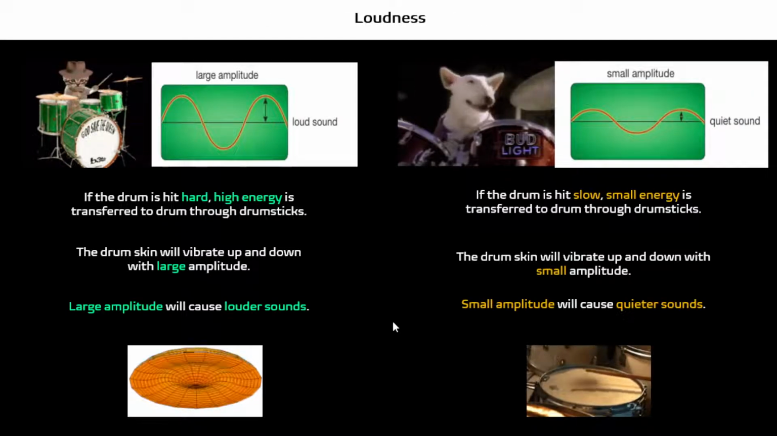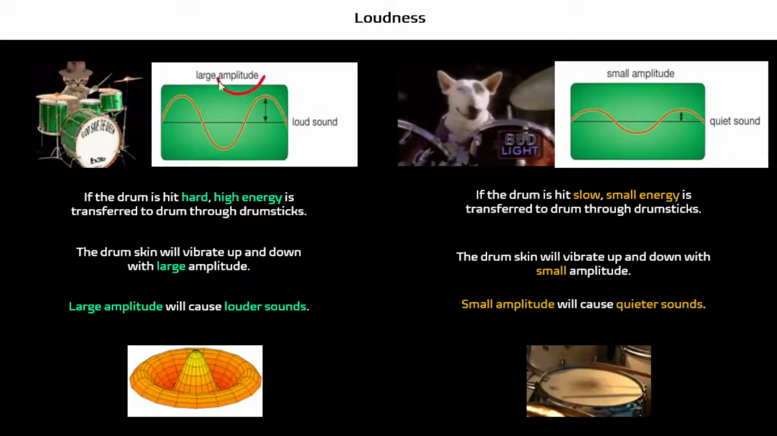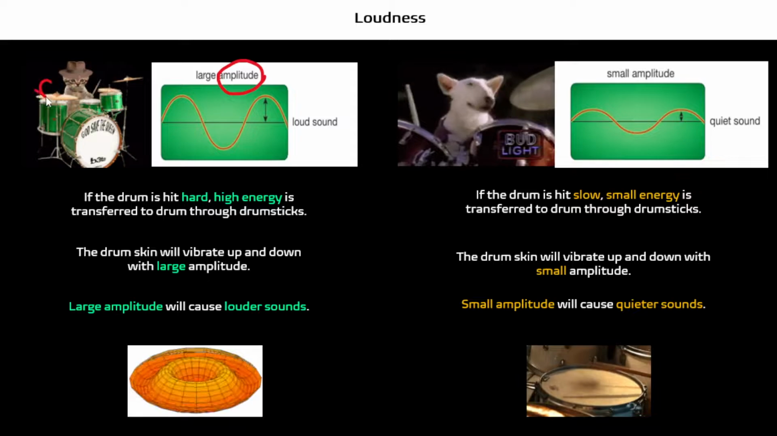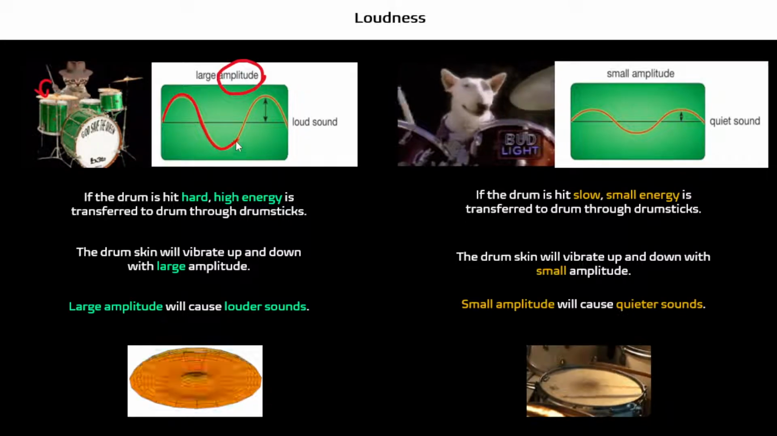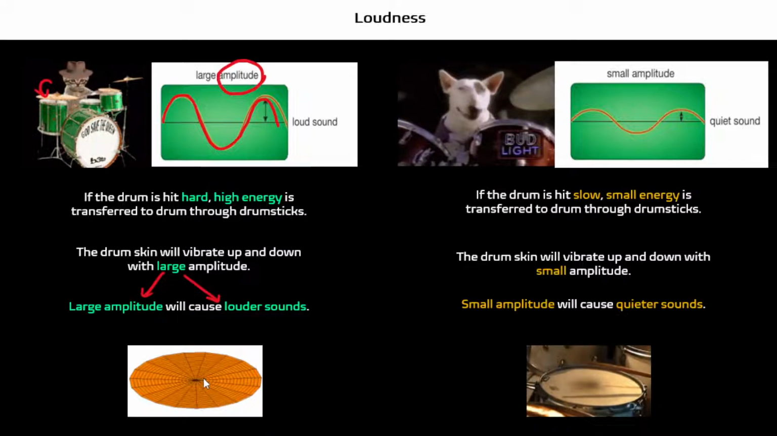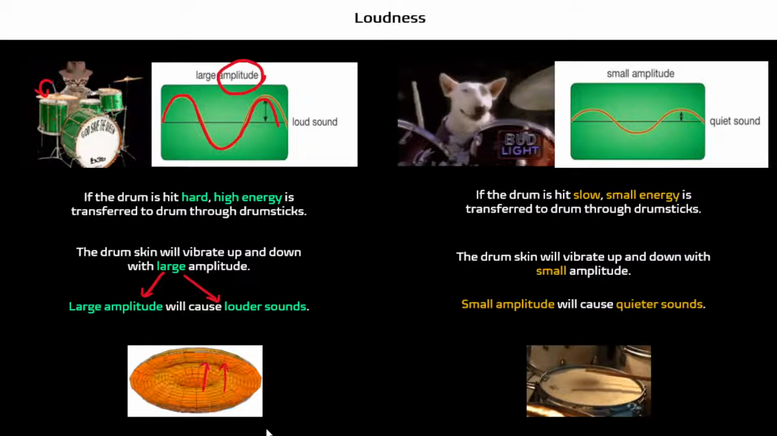Now, loudness, okay? So loudness is directly related to amplitude, okay? So if the drum is hit really hard, high energy is being transferred to the drum through drumsticks. Now the drum skin is going to vibrate up and down, okay, with large amplitude. And this large amplitude means that it will cause very, very loud sounds.